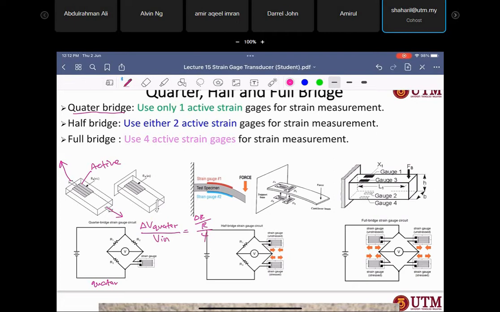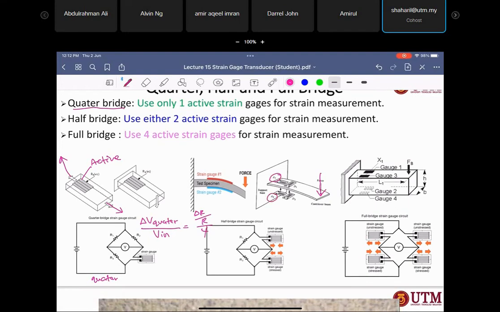And how about if you have two active strain gauges? If you look at here, when you apply the force in this direction, you will see that only this strain gauge is active, and this strain gauge is also active. Okay, all right. And D1 and D2 are only dummy strain gauges, or only for temperature compensation.